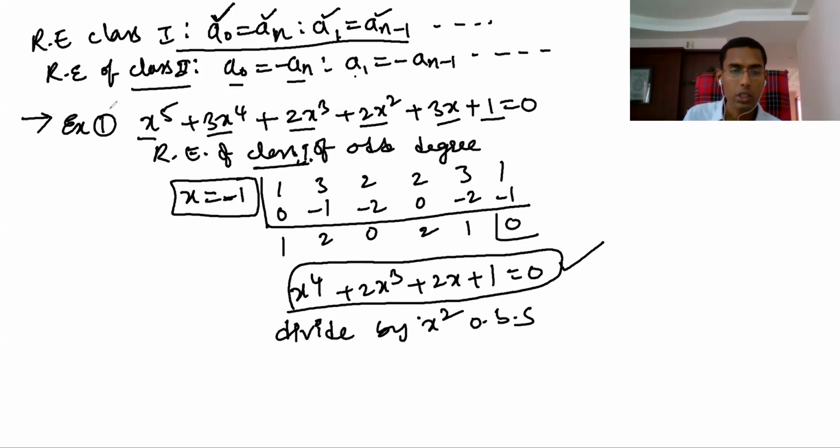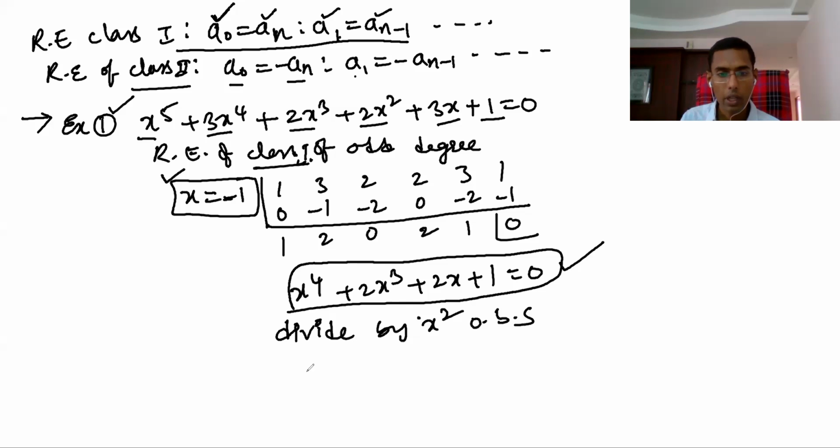What are we doing? This is a reciprocal equation of class 1 and also of odd degree. We are solving an odd degree reciprocal equation of class 1. So the first thing you should understand is x equal to minus 1 is a root. Either class 1 or class 2, x equal to plus 1 or minus 1, you have to substitute and check. But for an odd degree reciprocal equation of class 1, x equal to minus 1 is a root. You need to remember that.